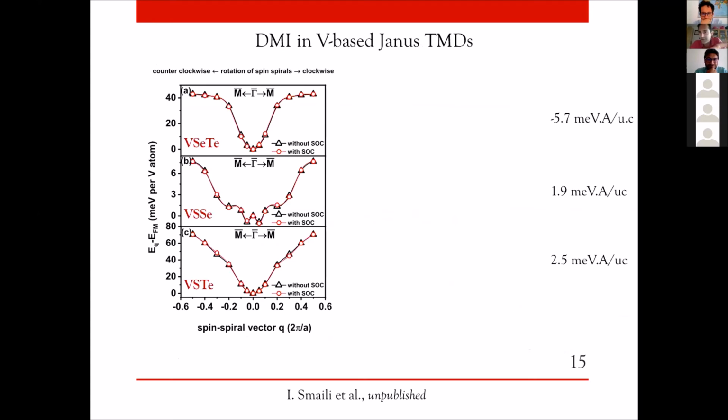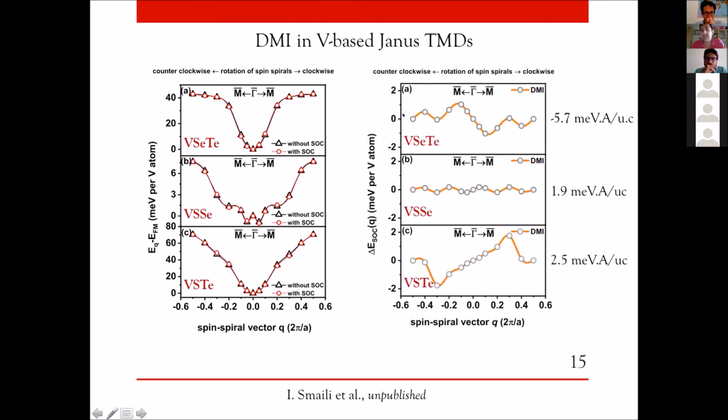To calculate the Dzyaloshinskii-Moriya interaction in these systems, we follow a procedure put forward by Stefan Blügel's group. We create spin spirals in momentum space, and then calculate the spin-orbit energy at first order in spin-orbit. This is the kind of energy dispersion we get. We calculate this energy dispersion with and without spin-orbit coupling, we take the difference, and then we get the antisymmetric dispersion, which is really the hallmark of Dzyaloshinskii-Moriya. We get those curves for what we call the Néel out-of-plane spin spiral.